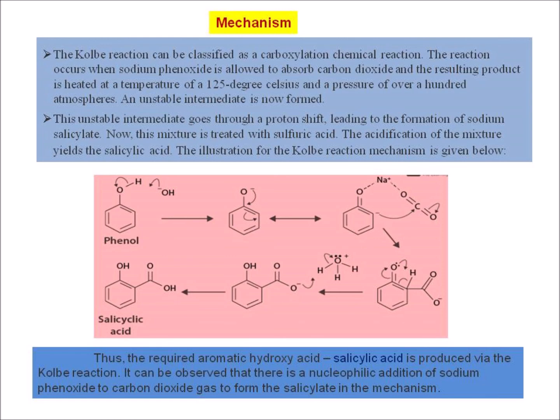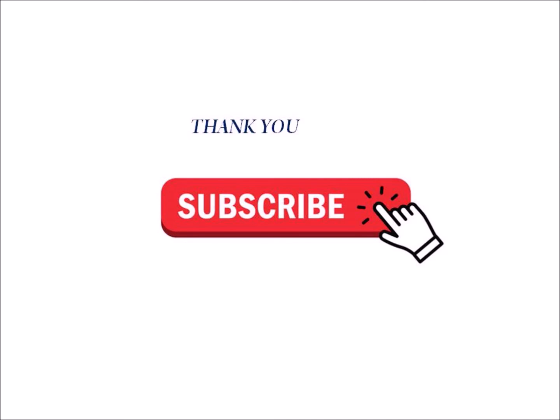Now, this mixture is treated with sulfuric acid. The acidification of the mixture yields the salicylic acid that is given below. Thus, the required aromatic hydroxy acid, that is salicylic acid, is produced via Kolbe reaction. It can be observed that there is a nucleophilic addition of sodium phenoxide to carbon dioxide gas to form the salicylate in the mechanism.